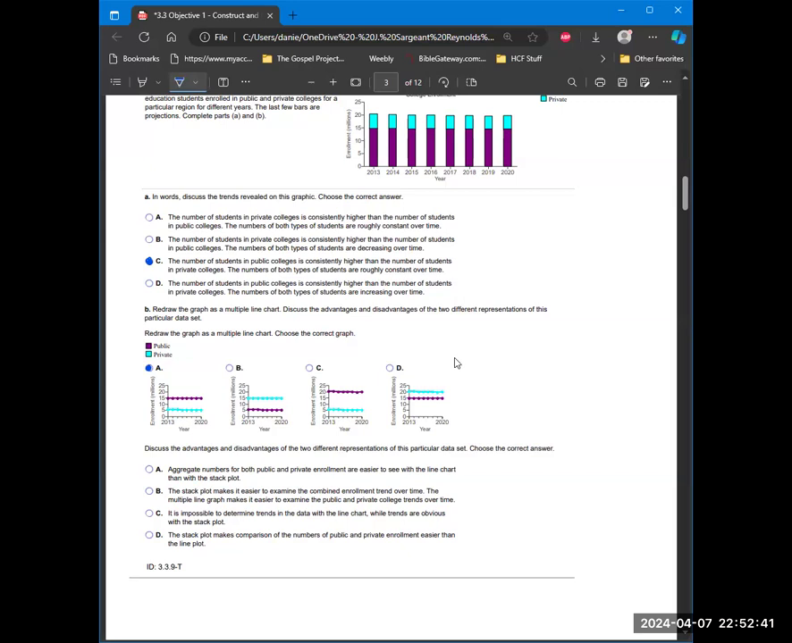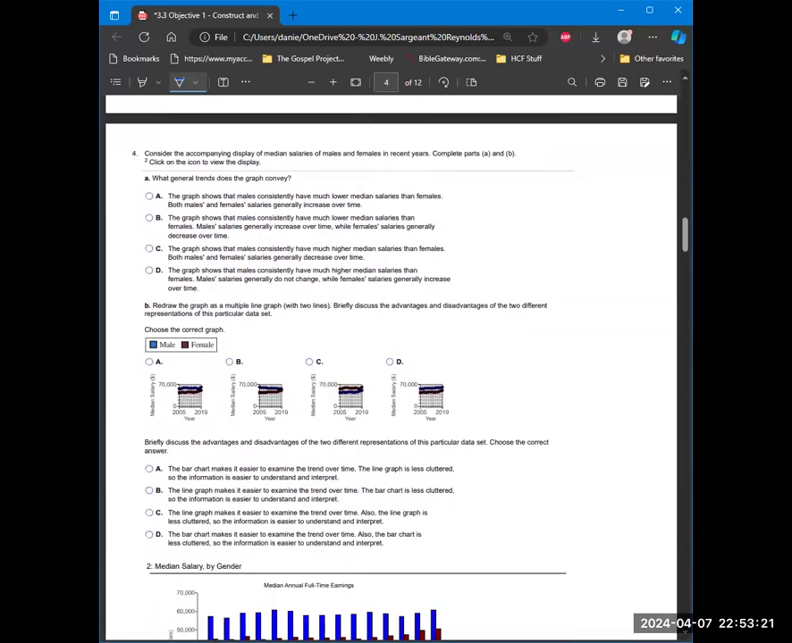Stack plot makes it easier to examine the combined enrollment trend over time. The multiple line graph makes it easier to examine the public and private college trends over time, the individual trends, right? So that's B. So we can see that we're staying roughly constant around 20,000 total over time for the two. We see that we're staying fairly constant at 15,000 for public and about 5,000 for private.